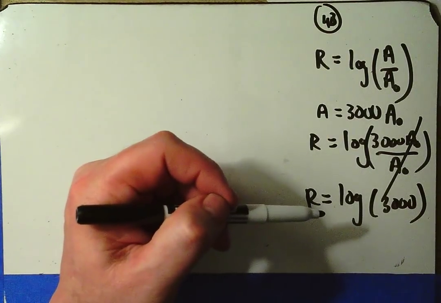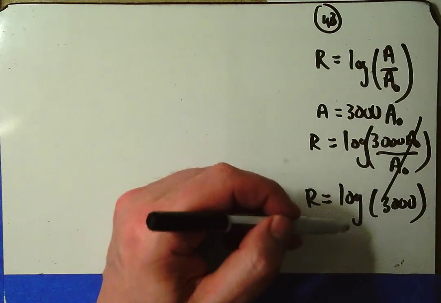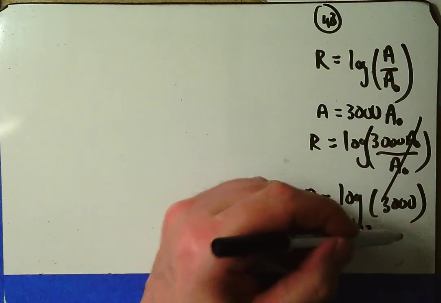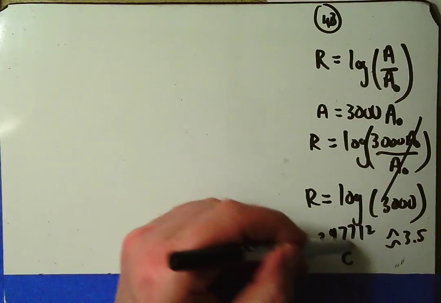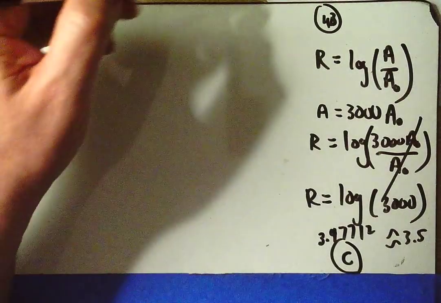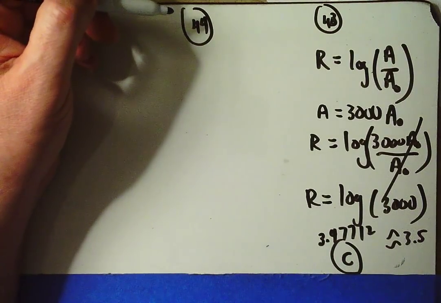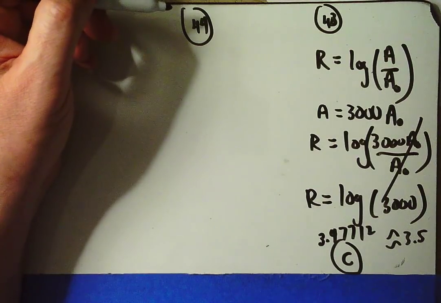And so when I pull out my calculator and ask, what's the log of 3,000? I get 3.47712, which is awfully close to 3.5. And so my choice is choice C. Okay, 44. If M is randomly selected from set P and N is randomly selected from set Q, what is the probability that M times N is even?